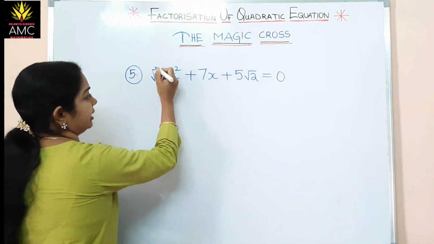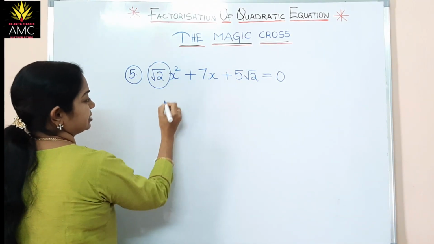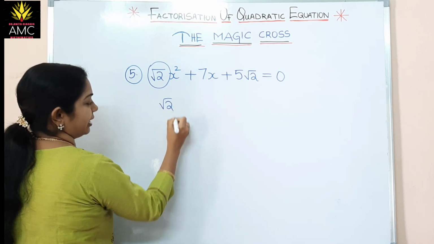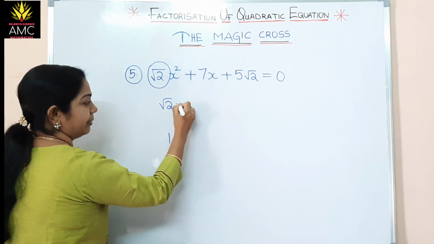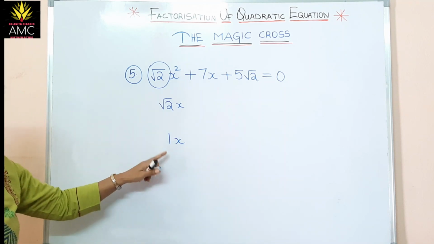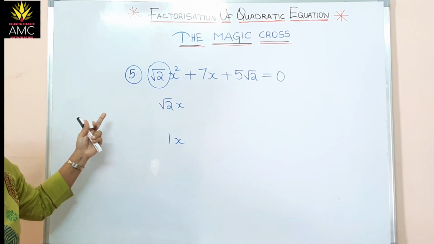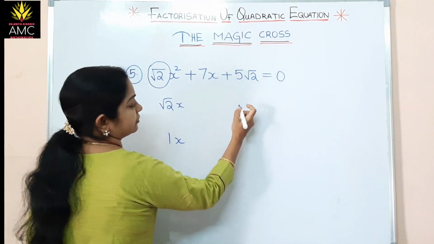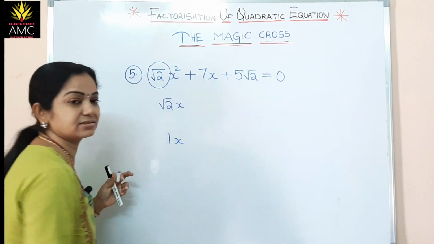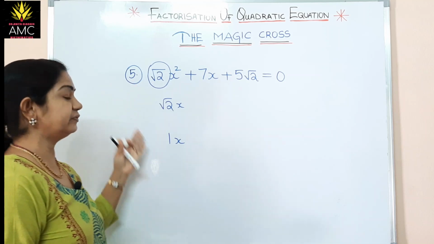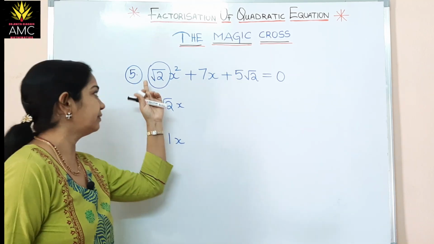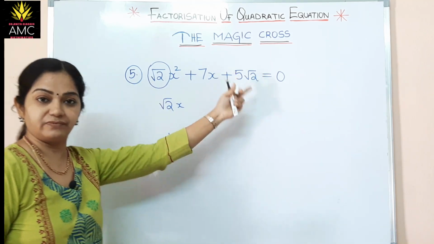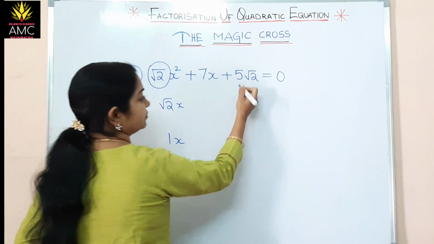Here, now let's take the coefficient here, root 2 and 1 followed by x, root 2 into x, or you can take 1 into root 2. Either way you can take. Right, here 5 root 2. Why have I taken this root 2? Because see, how do we do for such things which are not numbers, isn't it? We got square root. So how do we do with the magic cross?